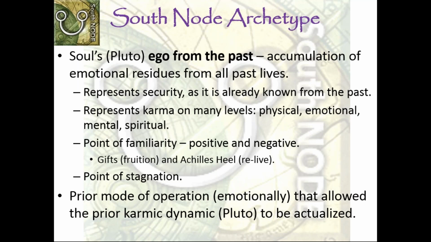From a positive perspective, it can be gifts because we put so much prior effort in, it comes to fruition. From a negative perspective, it can be, quote unquote, that Achilles heel, where we keep reliving something because we didn't quite figure it out yet. It is also a point of stagnation. Now, in EA's terminology, it is the prior mode of operations of the ego on emotional levels that allowed that prior karmic dynamic or natal Pluto to be actualized.